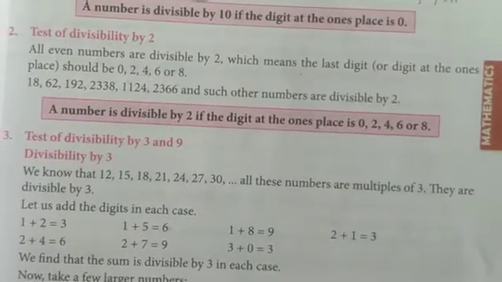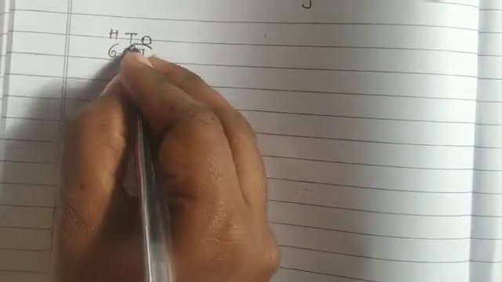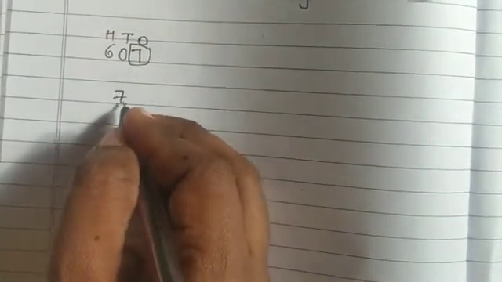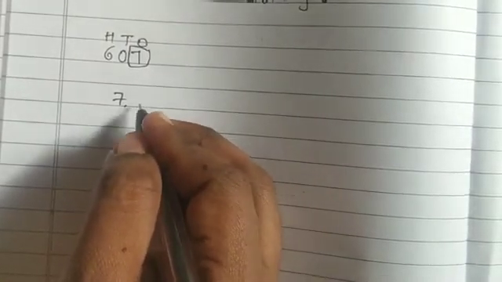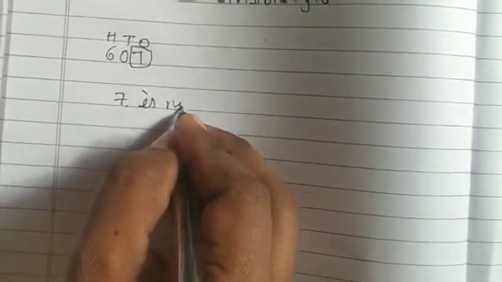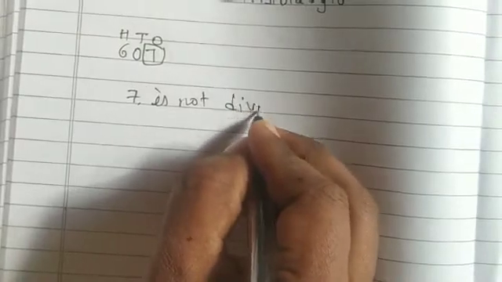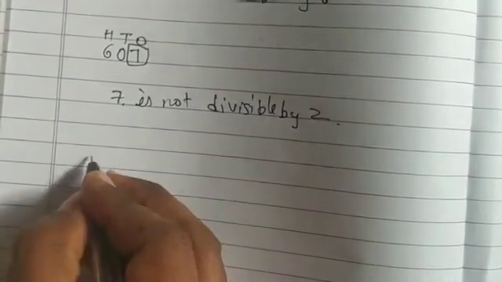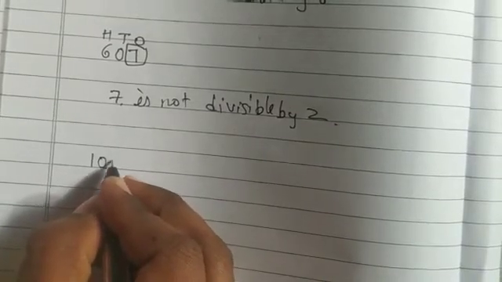See here I will show you the example. If there is 607, you will write ones, tens and hundreds. You can see in the ones place there is an odd number, that is 7. The 7 is not divisible by 2. So you will write 607 is not divisible by 2. And here you can see 102.